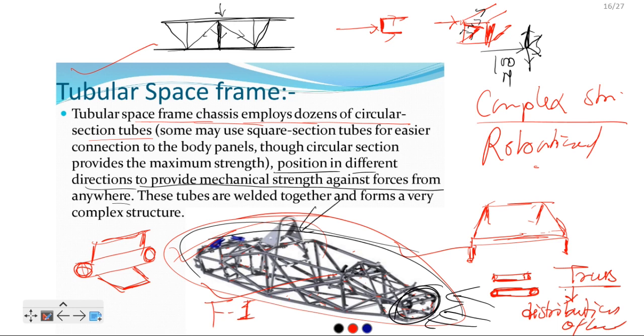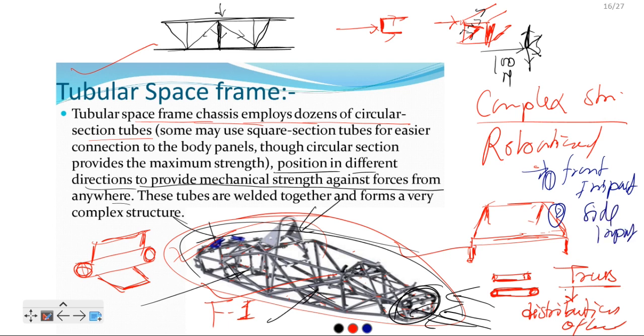See, if the load is coming here, no problem. Load is coming from this side, no problem. Load is coming from the front, rear or side impact. This one is good for the front impact. Good for the side impact. And also good for the rear impact. Front, side impact and rear impact, good for all. So that's not a problem.